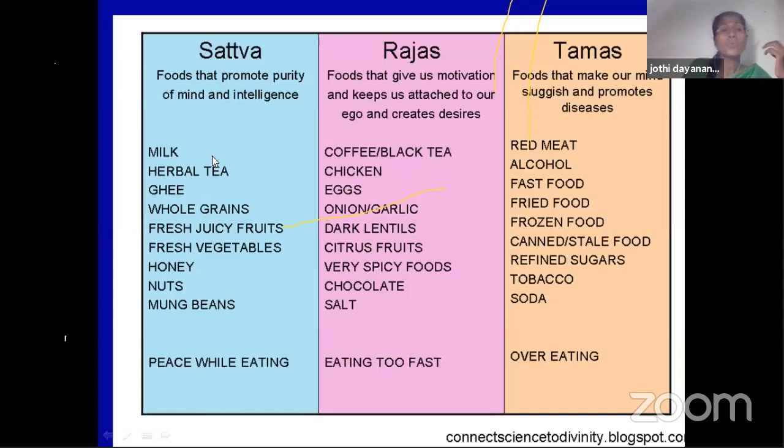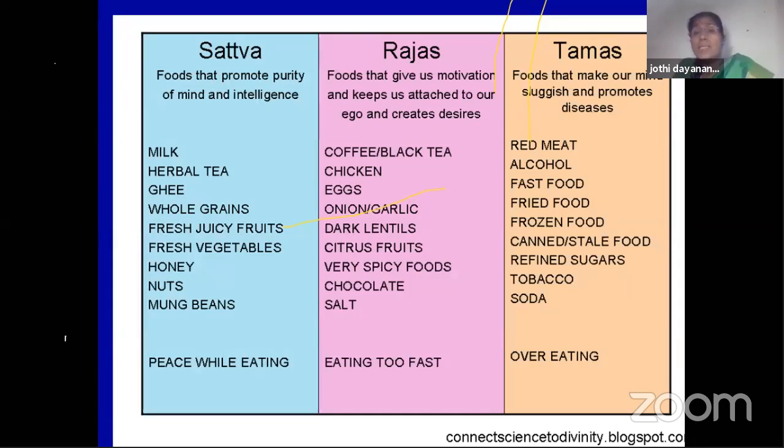So what is the food that Sattvic basically consists of? It is milk, herbal tea, ghee, whole grain, fresh juicy fruits, fresh vegetables, honey, nuts, and different types of dried fresh beans and varieties. Then when you see the Rajasic food, it is like coffee, all the stimulants, egg, chicken, garlic, onion, dark lentils, citrus fruits, heavy spicy foods, chocolates, salt, oil, all that, right?